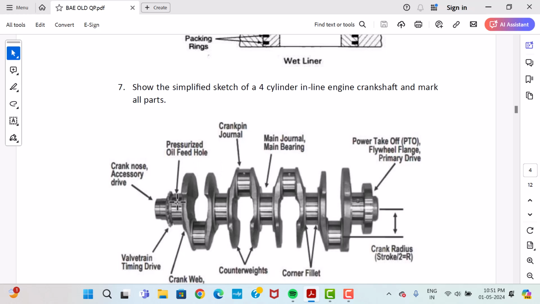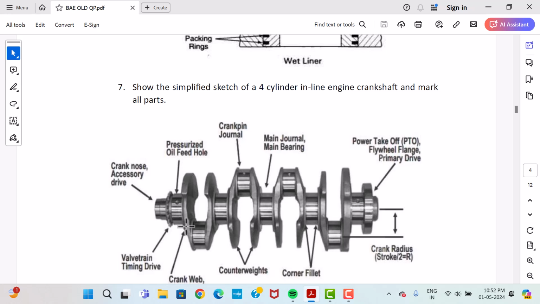So why is this provided? This is for providing lubrication at this bearing, and in this case at this point it provides lubrication between this journal and the connecting rod bearings, because whenever the engine is working it is continuously moving. So wear and tear will occur if there is no lubrication. Lubrication is automatically supplied through this hole to reduce friction. It is mentioned as the pressurized oil feed hole. Oil is fed through this hole and reaches every point.